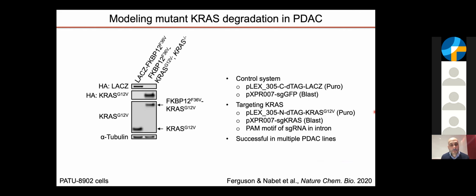So that was all done in a mouse fibroblast cell line, confirming a lot of the expected biology and really giving us a grasp of how the system was working. What I wanted to do next was then turn to pancreatic cell line systems that we were really interested in, to further evaluate the consequences of KRAS degradation.